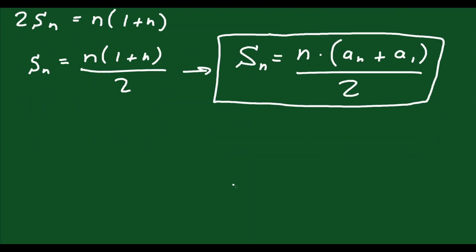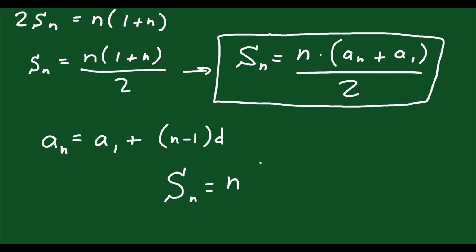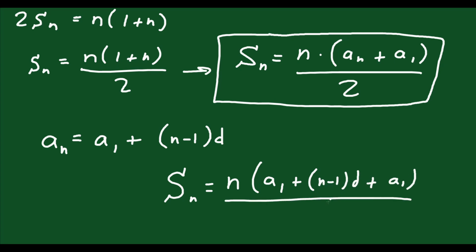And then there's another summation equation that we showed in the last video, and the way we came up with that was simply by saying that your nth term is equal to your first term plus n minus 1 times d. And so you can plug this into this formula to get that other formula that we looked at. So Sn equals n times, instead of an, you plug this in: a1 plus (n minus 1) times d, plus a1, all over 2.